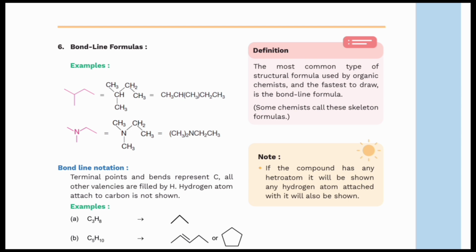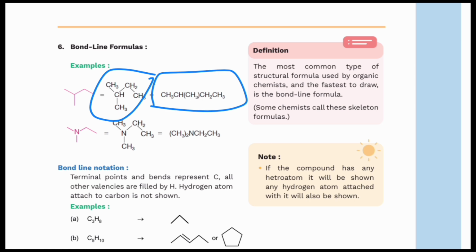Bond line formulas are written like this. You have to find the name of this compound. Find the longest chain: 1, 2, 3, 4. There are 4 carbons in the longest chain, and a methyl group is attached at carbon number 2. We start numbering from here: 1, 2, 3, and 4. So this is 2-methylbutane. This you can say is the condensed formula.